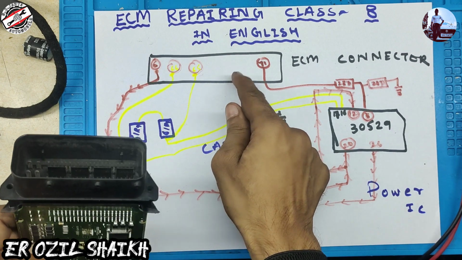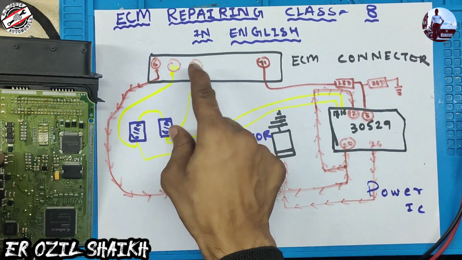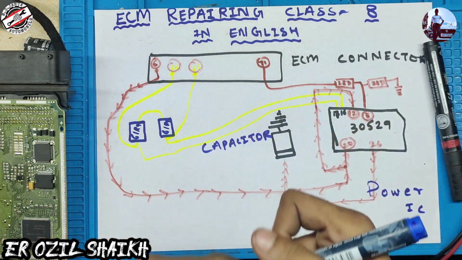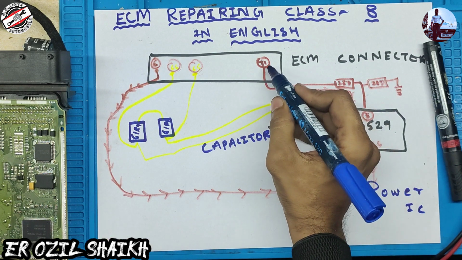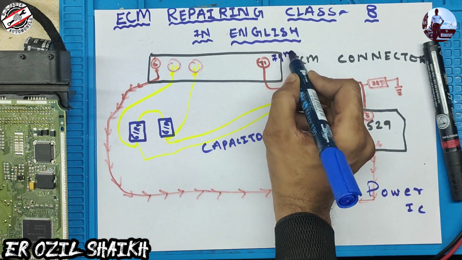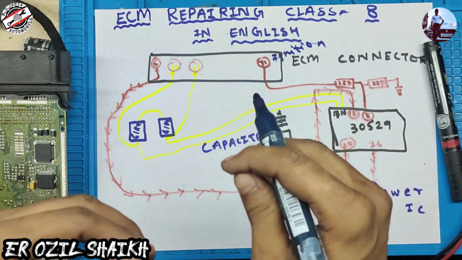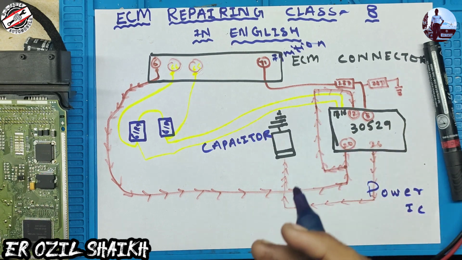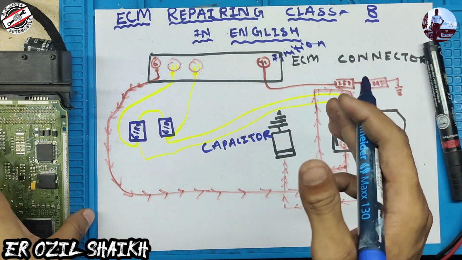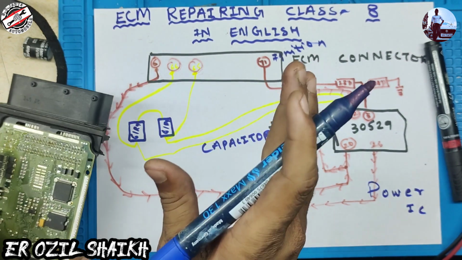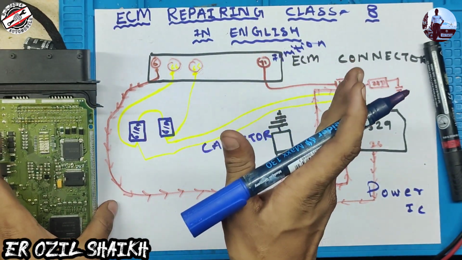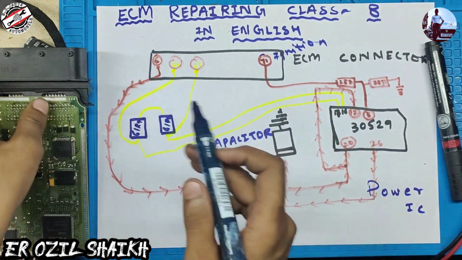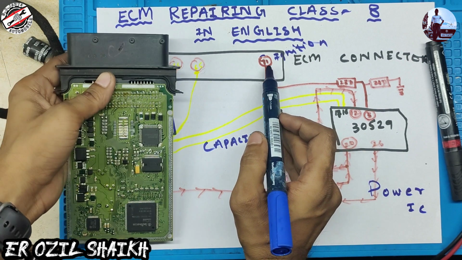Now we have this ECM connector here. In this connector we have pin number 71, which is our ignition. When we turn on the ignition, in any car, any type of truck, bus, bike, whatever, those have an ECM. Step by step, I am explaining the system. In ECM pin number 71, we have ignition.